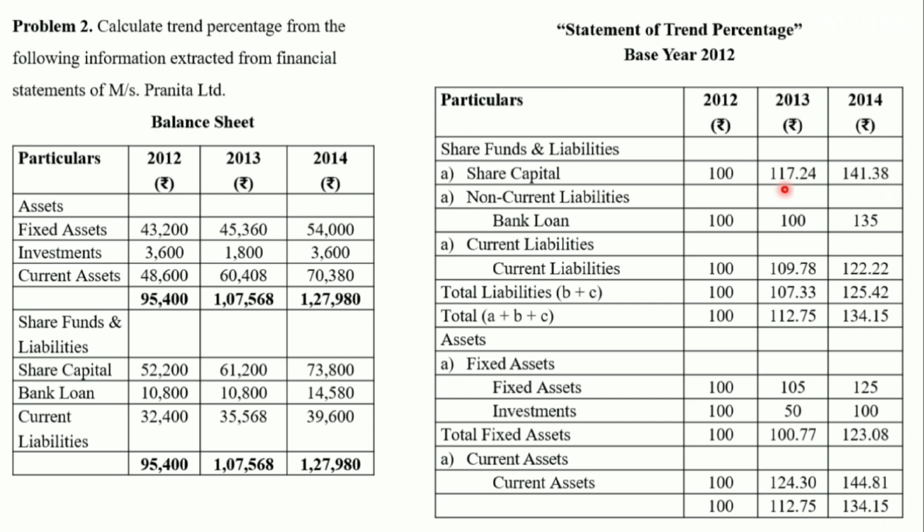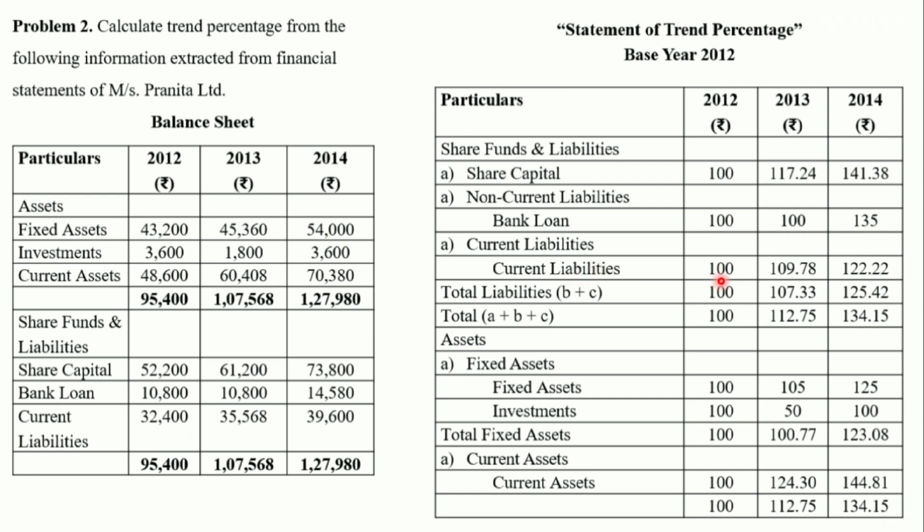That will give 141.38. Similarly, another component is bank loan. Bank loan trend ratio for 2013 is 10,800 divided by base year figure 10,800 into 100. That will give 100 because both figures are the same for 2012 and 2013. That's why it is 100. Okay, then 2014: 14,580 divided by base year figure 10,800 into 100. That will give 135.